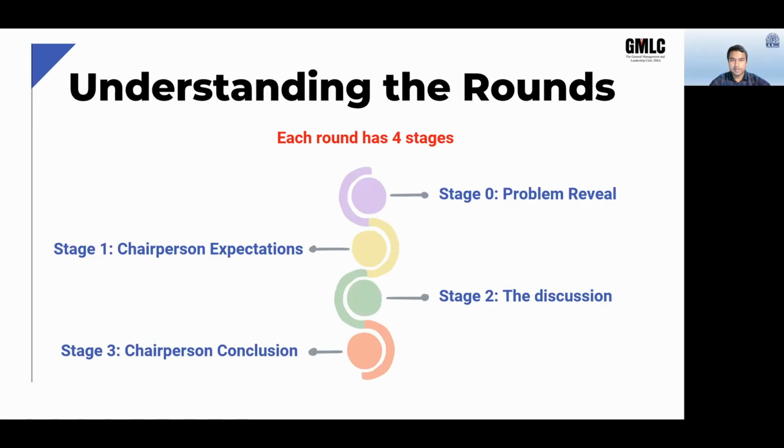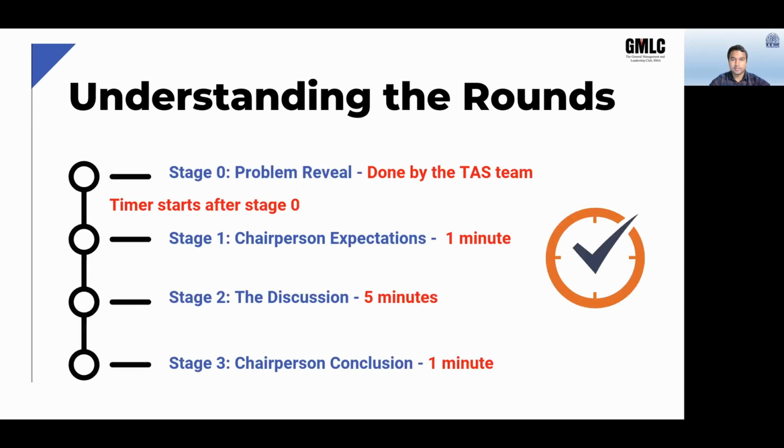So for ease of understanding, I have broken down each round into 4 stages. Stage 0 is the problem reveal stage. Stage 1 is the chairperson expectation stage. Stage 2 is the discussion stage. And stage 3 is the conclusion stage. So this is how the time limits are actually allocated.